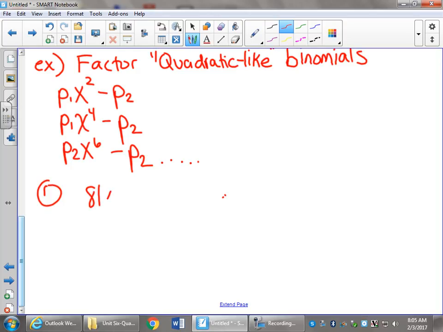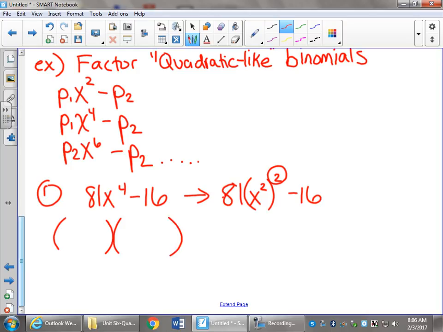If I gave you 81x to the fourth minus 16, the reason it's considered a difference of two squares is I could technically rewrite this as 9x squared, squared, minus 4 squared. So x to the fourth is x squared to the second power, so it's still being raised to a second power. All you really need to apply is the same shortcut as before and square root each of these. The square root of 81 is 9. If you square root the x to the fourth, it leaves you with an x squared.